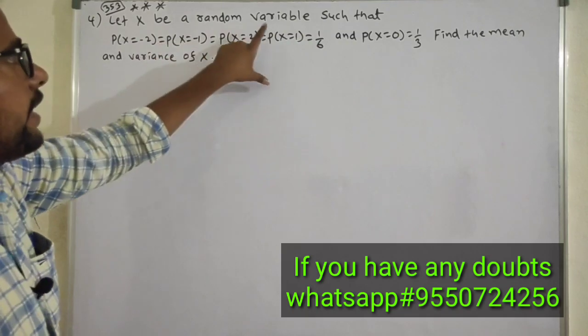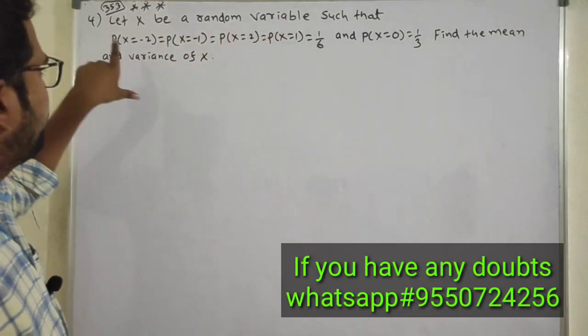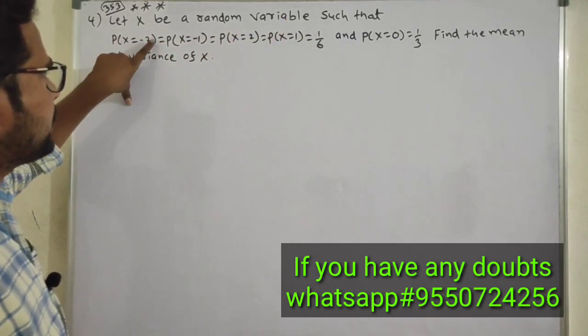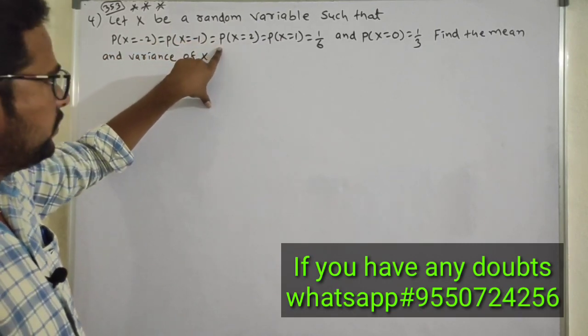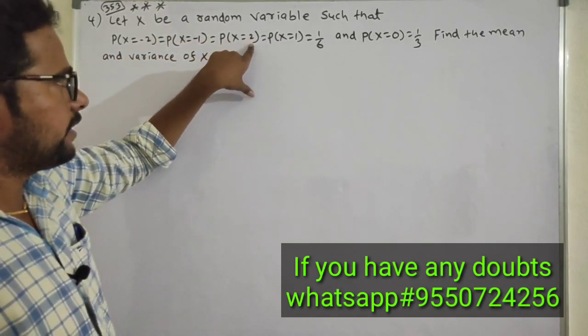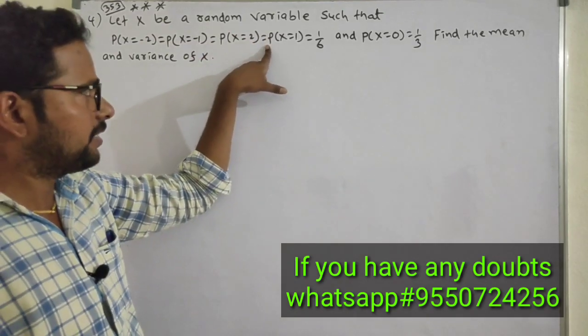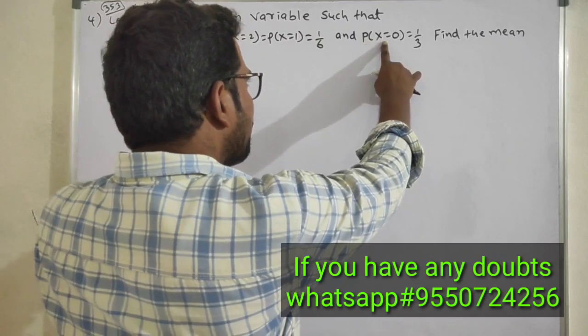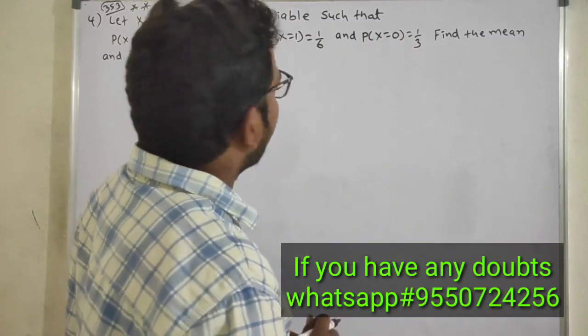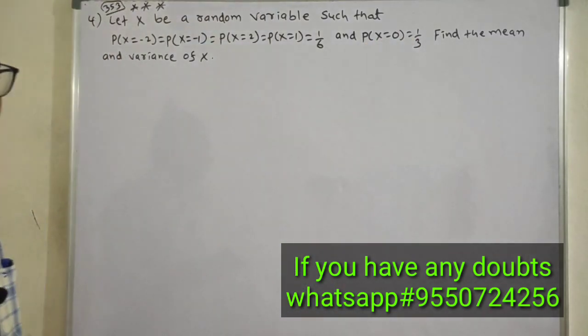Let x be a random variable such that P of x equals minus 2 is equal to P of x equals minus 1 is equal to P of x equals 2 is equal to P of x equals 1 is equal to 1 by 6, and P of x equals 0 is equal to 1 by 3. Find the mean and variance of x.